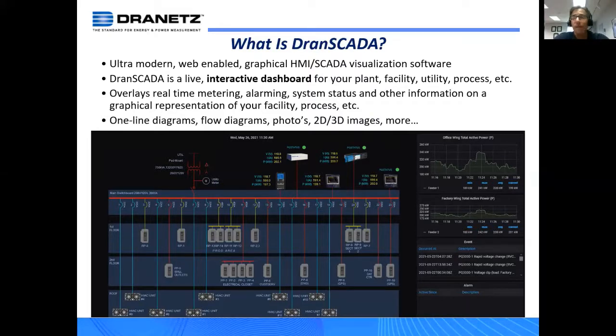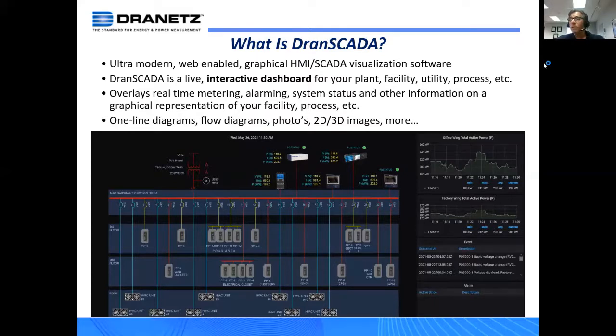Its primary objective is to overlay real-time metering and alarming information and system status and other information on top of a picture or graphical representation of your facility. And that can include one-lines, flow diagrams, photos, two-dimensional, three-dimensional images, anything you want to put up there, we can put up there and overlay your real-time information.